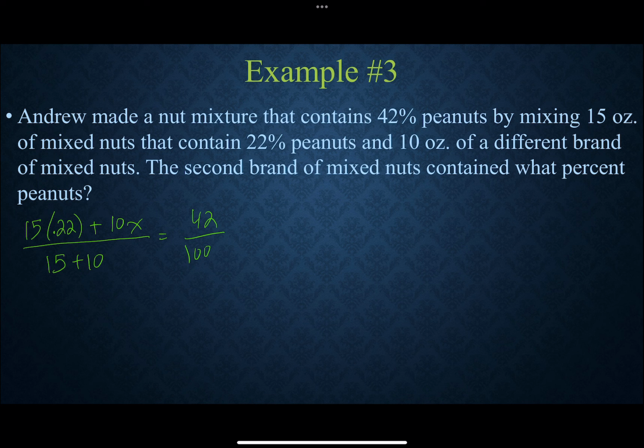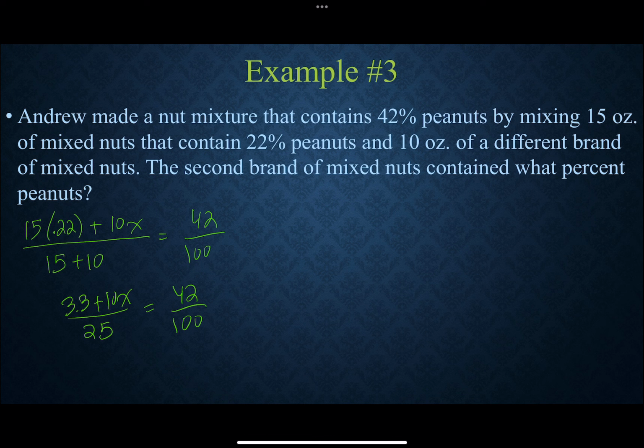So we go ahead and multiply the 15 times the 0.22, getting 3.3, plus 10x over 25 equals 42 over 100. You are welcome to reduce 42 over 100. It's possible, just not really necessary. A lot of times you want to leave it as over 100, so when it cross multiplies, it cancels any decimals you have in the cross product.